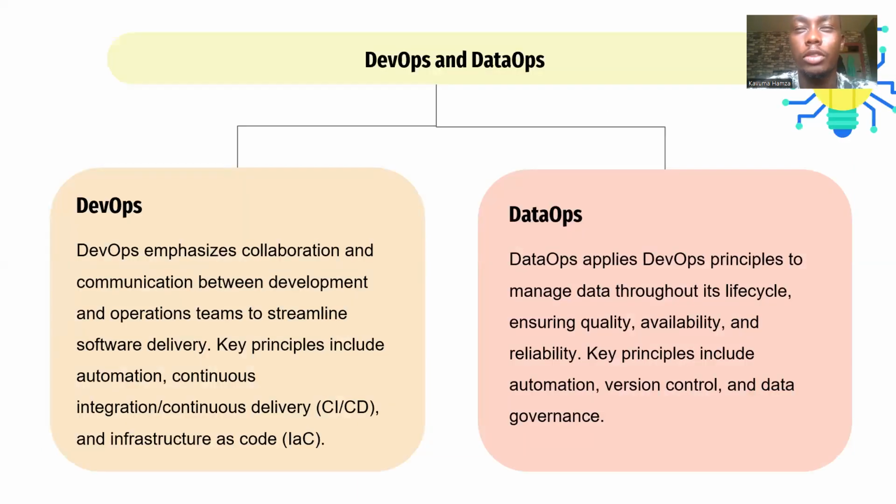I was also given a task to take you through DevOps and DataOps. DevOps emphasizes collaboration and communication between development and operations teams to streamline software delivery. Key principles include automation, as we've already seen before, continuous integration, continuous delivery, and infrastructure as code. Whereas DataOps applies DevOps principles to manage data throughout its life cycle, ensuring quality, availability, and reliability. Key principles include automation, version control, and data governance.